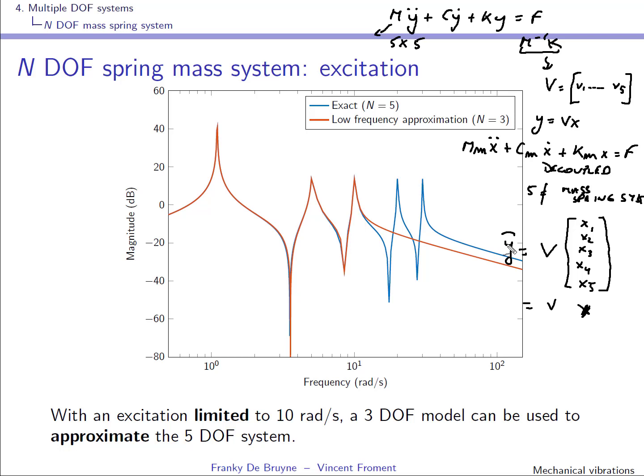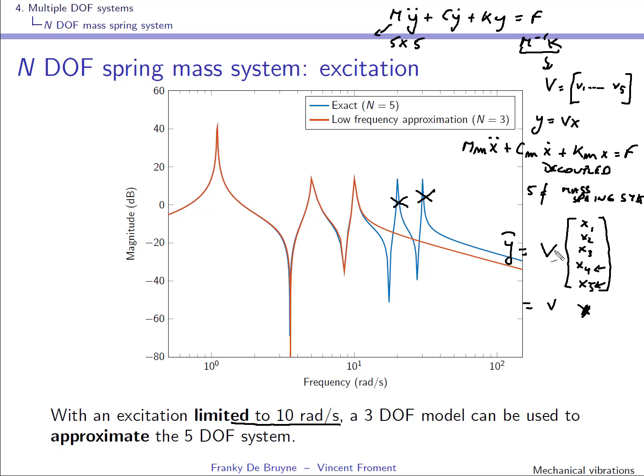So now suppose that our excitation here is limited to 10 radians per second. Okay, so we know that we are never going to excite the modes or the eigenfrequencies that are related to this element and this element. So we can then use a simpler 3-degree of freedom model to approximate this 5-degree of freedom system, right? So how are we going to do that?